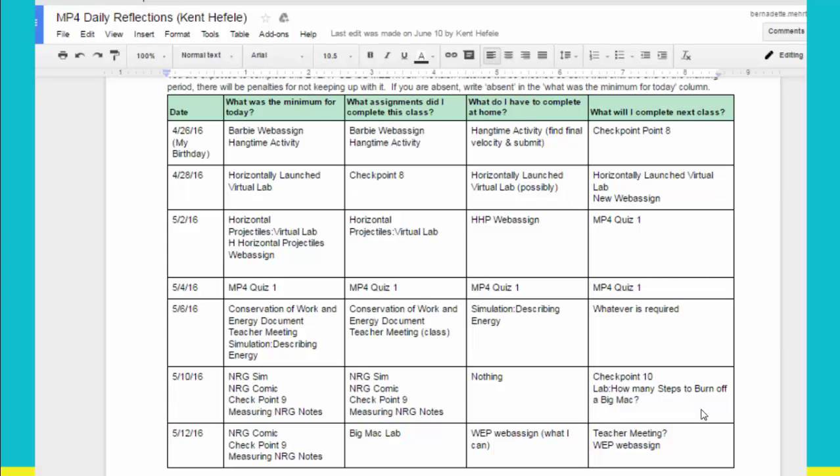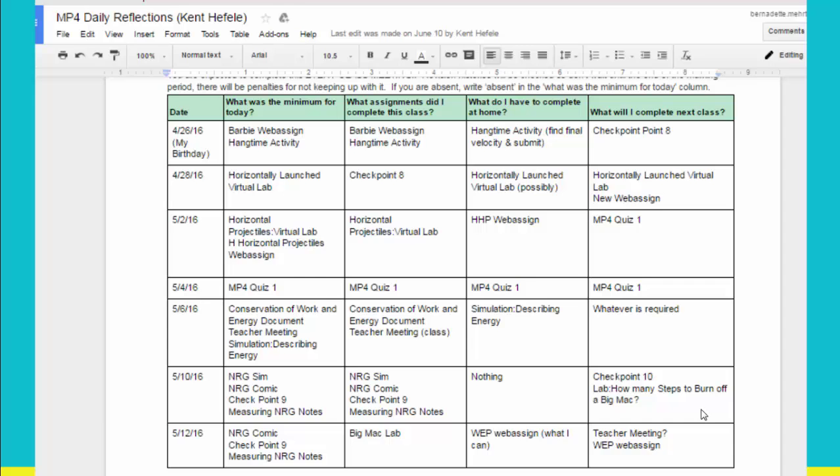Another thing that we like to do is have students have a running reflection document. As you can see here, we have a few categories within our reflection document, and students are expected to fill this out on a daily basis. Going back to that minimum that we discussed earlier, they are cognizant of what the minimum was for the day. They tell us what they did in the class that they actually completed, what objectives they completed, what assignments they completed. We also have them reflect on what it is that they have to complete at home. Next, they set a goal on what it is that they will complete the next class.